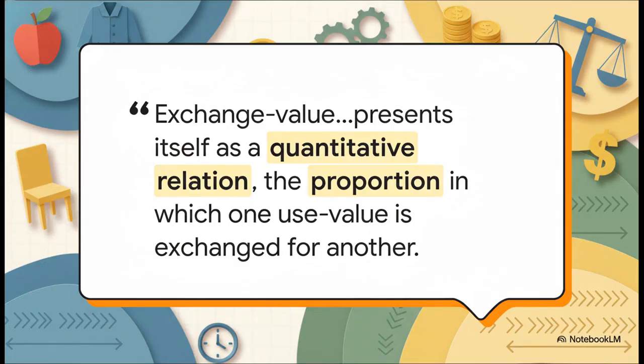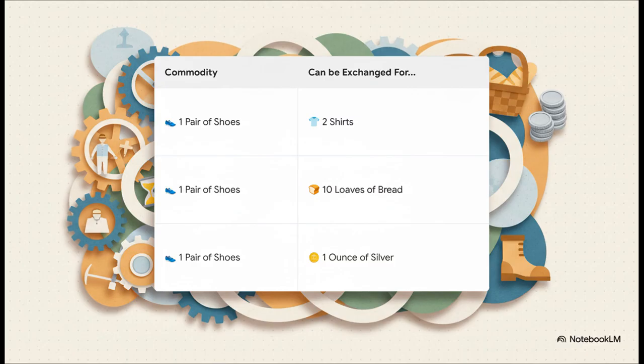Exchange value isn't something a thing just has. As this quote says, it's a relationship. It's just a number, a proportion. It's the ratio that tells you how much of one useful thing you can trade for another useful thing. Just look at this table. It lays it all out, right?